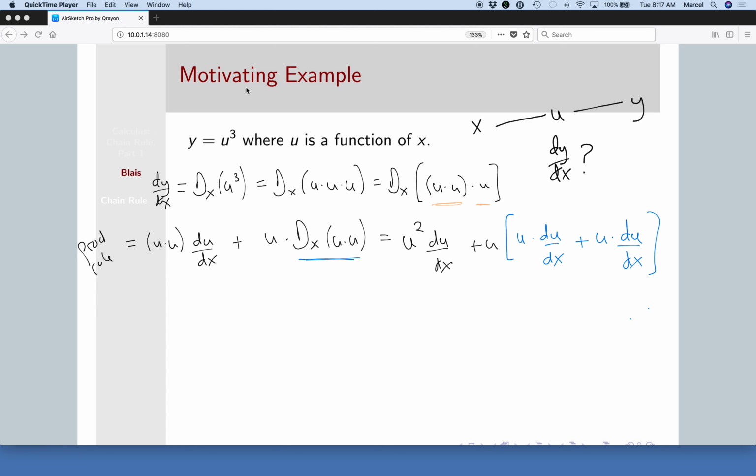And now take note of what we have here. We have a u squared, but this u, when we multiply it into this expression here, we also get u squared. And there's a du dx common to each term. So this is 3 copies of the term u squared times du dx.